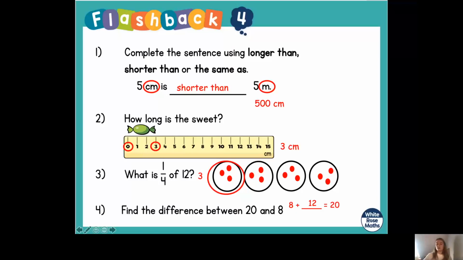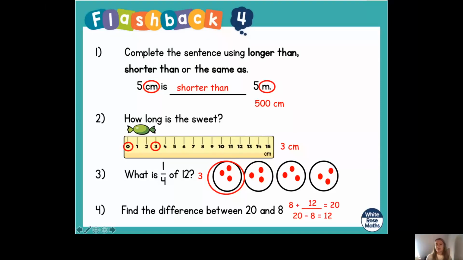But we can also work this out by doing 20 subtract 8. So using the 2 numbers in the question, if we're finding the difference, we can use subtraction. And that gives us the answer 12, the same as the answer that we got when we used our number bonds to 20. So well done if you got those correct.